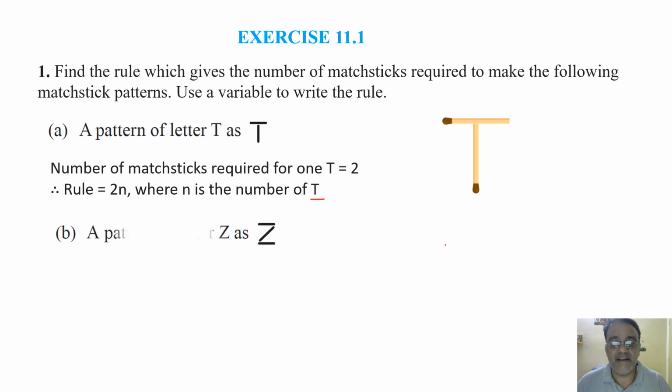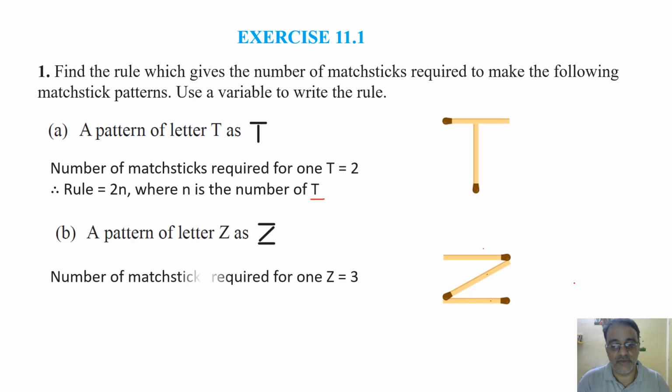Now the next pattern is Z. Z के लिए देखो कितना मैचस्टिक चाहिए? 1, 2, 3. So एक Z के लिए the number of matchsticks required for 1 Z is equal to 3. So we can make a rule 3n, where n is the number of Z.